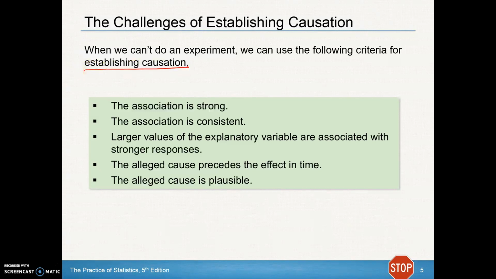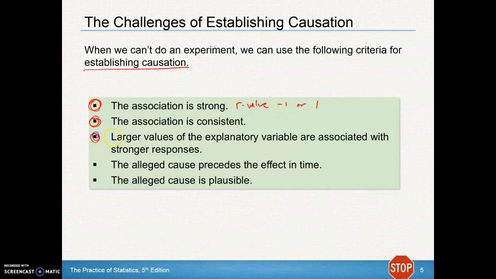Each of these 4 bullet points must be established. We must have a strong association. Must have a very strong R value. So an R value that is very close to -1 or 1. We want to establish that the association is consistent. That if we continue to do this experiment over and over again, we continue to see the same results.